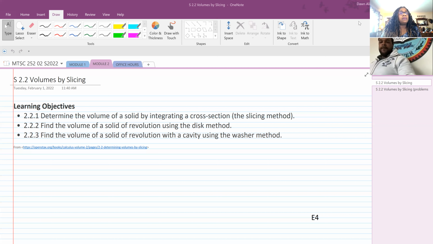We're going to be looking at how to find the volume of different particular solids that are created either by slicing something or by volumes of revolution. So we're going to determine the volume of a solid by integrating a cross-sectional area. That's the slicing method. We're going to find the volume of a solid of revolution using the disk method, and find the volume of a solid of revolution with a cavity using the washer method. So these are the things that we are going to be doing.